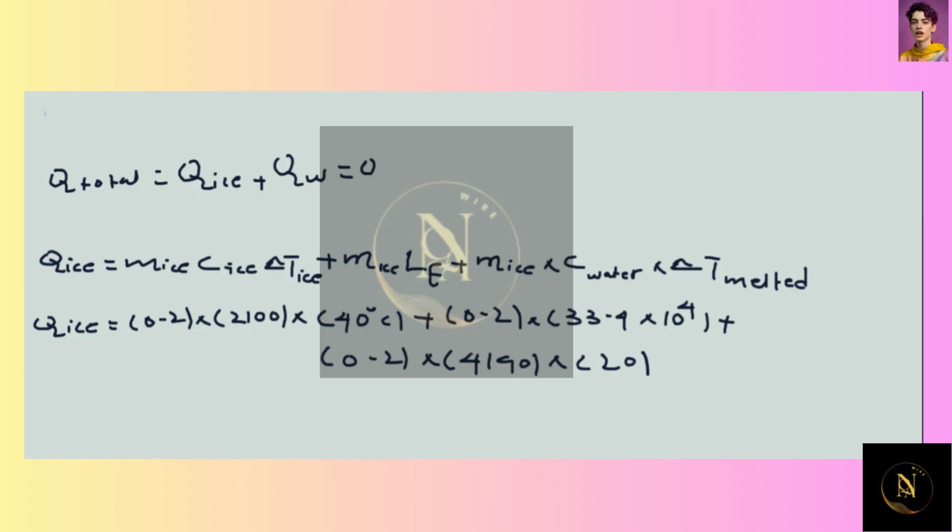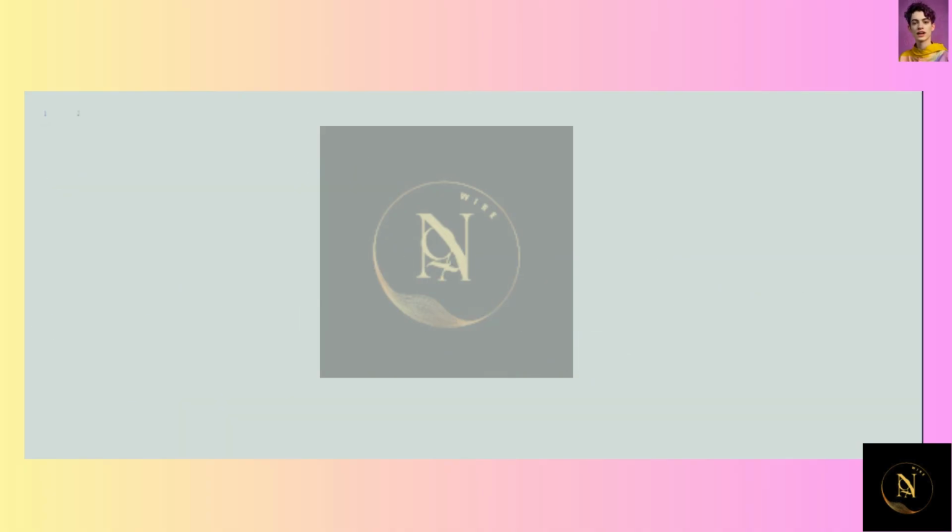So solving this, we get Q for ice is equal to 1.004 multiplied by 10 to the power 5 joules. All right. Now let's calculate Q for the water, which has a mass m and its temperature drops from 80 degrees centigrade to 20 degrees centigrade.